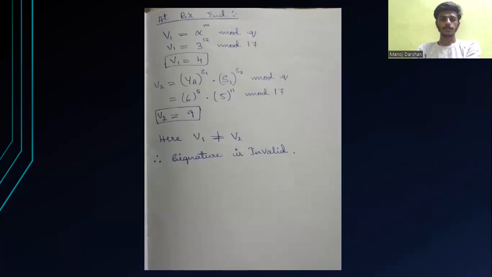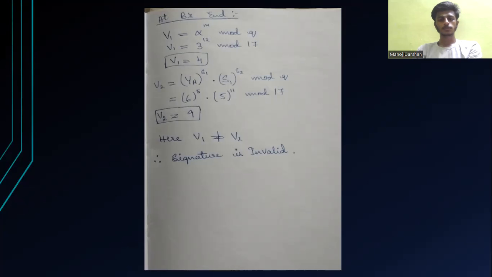At B's end, we can verify the signature by calculating V1 and V2. To calculate V1, we know the formula alpha power m mod q. Alpha is 3, m is 12, mod q, where q is equal to 17. 3 power 12 mod 17, we know the value V1 is equal to 4. Now we are going to calculate ya power S1 into S1 power S2 mod q. We get the value V2.